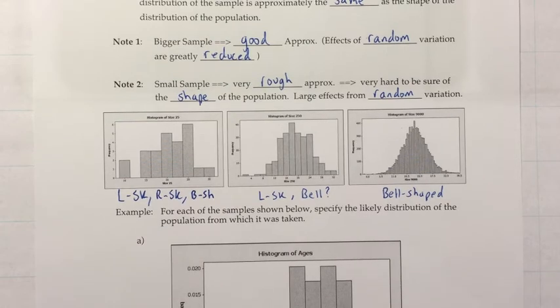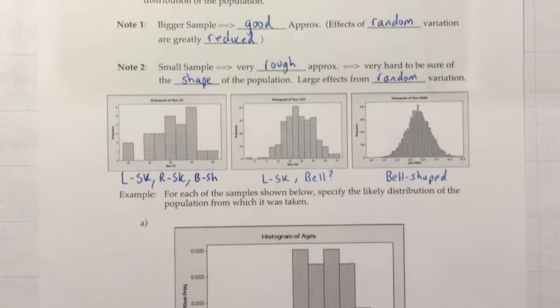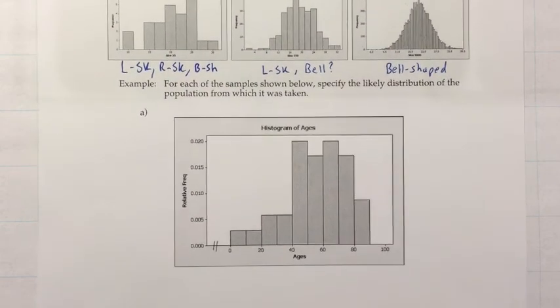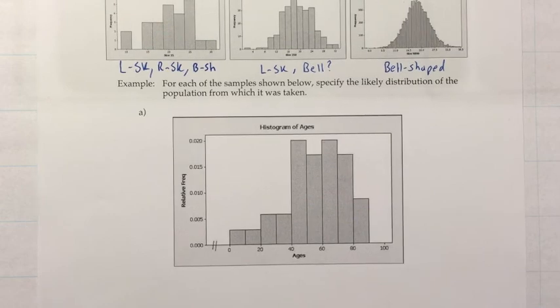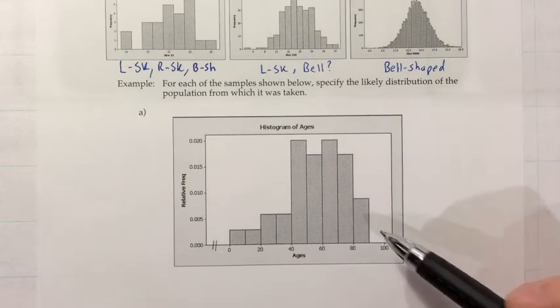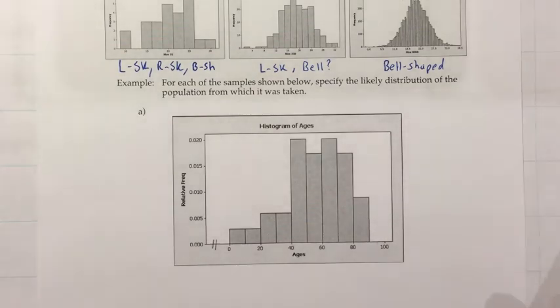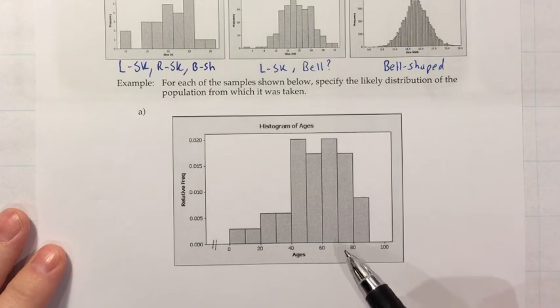Alright, so let's go ahead and try and identify some shapes from some histograms and other graphs that we've done previously in this chapter. So we did this histogram for the ages of people with type 2 diabetes back in a previous section. So this is a sample, I believe, of 35 diabetics. So what shape do we think the population would be? So here's what the ages look like for the 35 people that we selected. What do we think it would be if we had all diabetics?